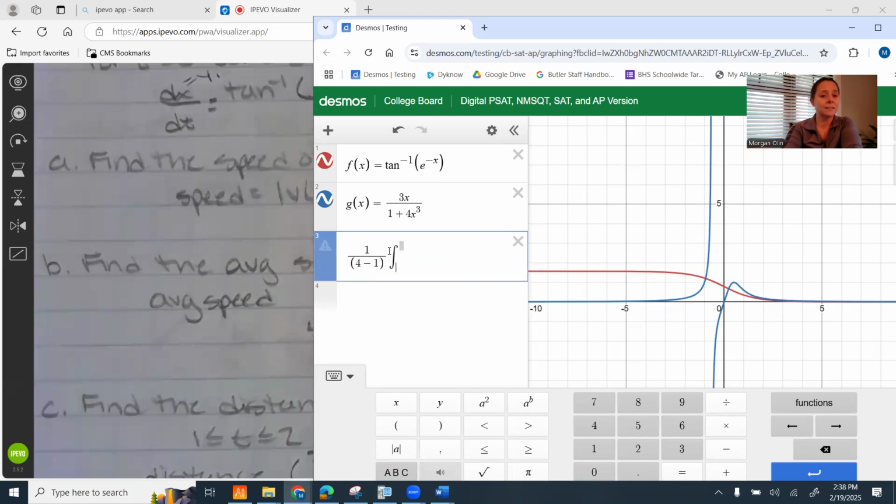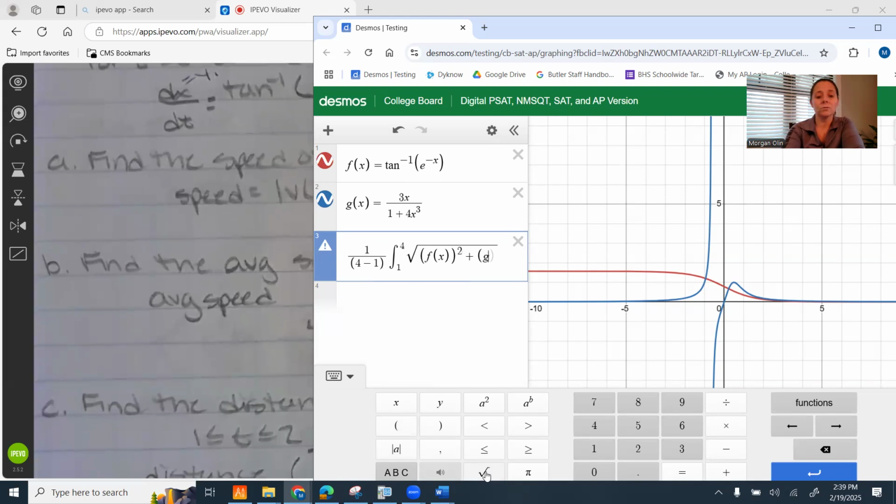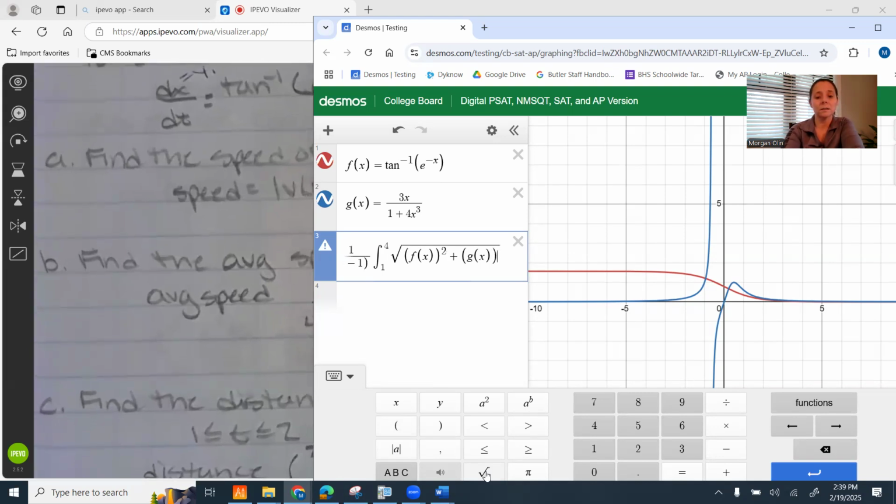Integral, if you do INT, there we go. You can do 1 to 4. Now this is absolute value. Remember, speed is absolute value. Actually, it's going to come out as the absolute value. It's actually the square root, and it's f of x. Close that parentheses and square, plus g of x squared, like that.